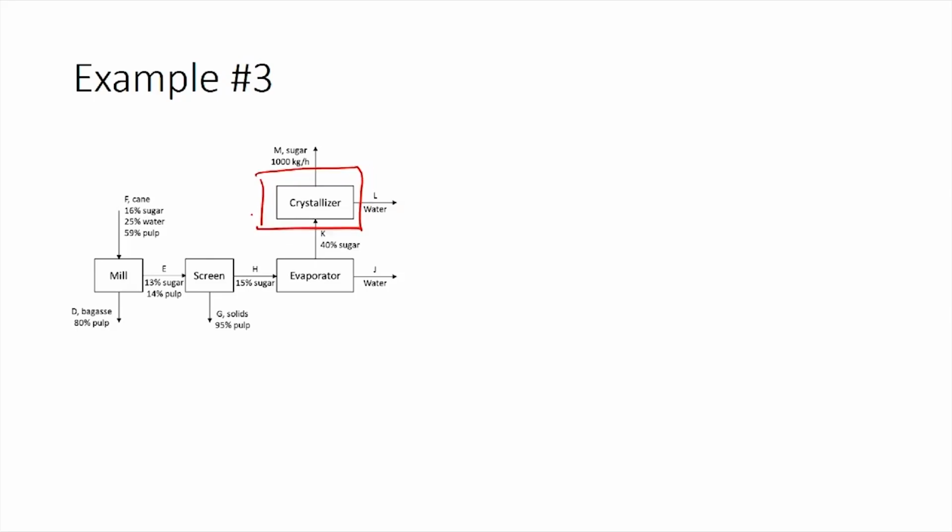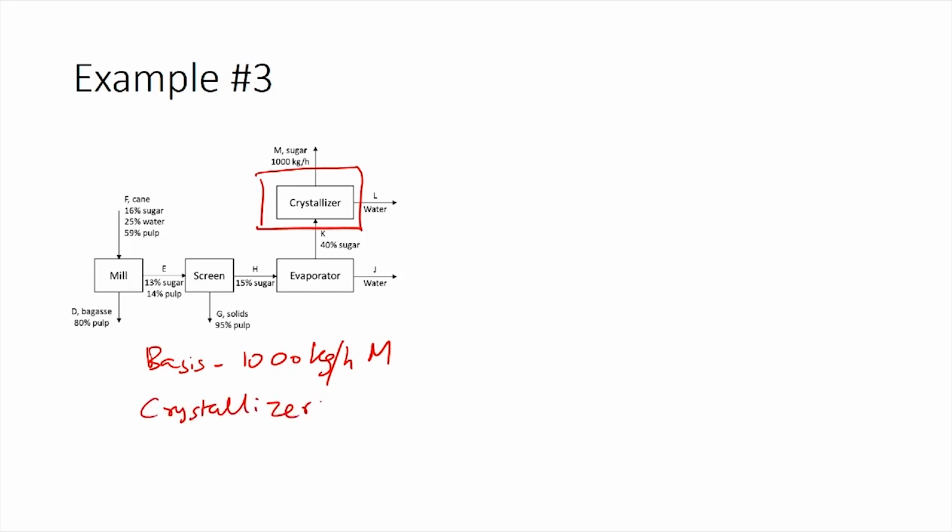Before we start doing the calculations, we need to identify the basis for the problem. Here there is only one flow rate which has been given, which is the mass flow rate of sugar leaving through the stream M. So, our basis for this calculation would be 1000 kilograms per hour M. Let us start with the crystallizer.